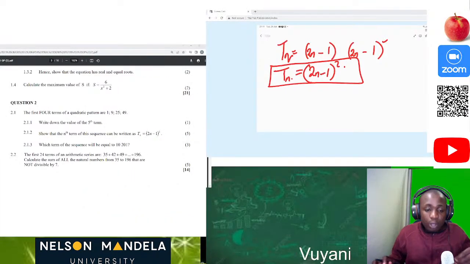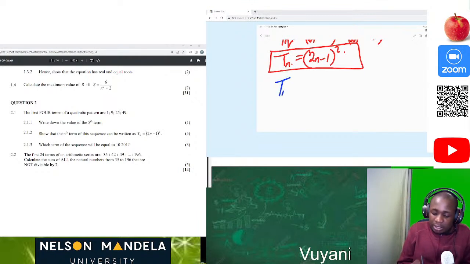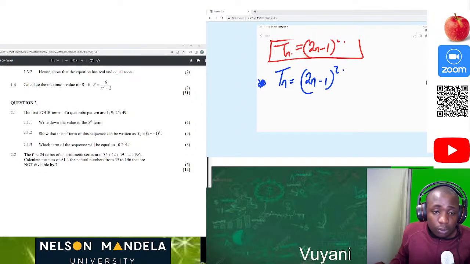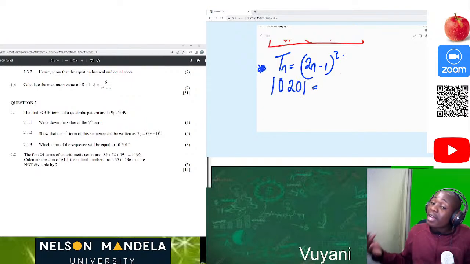Write which term of the sequence will be equal to 10,201. That one is already easy, because we have already calculated the Tn. So our Tn is equal to (2n minus 1) all squared. They said that we must find which term of the sequence will be equal to 10,201, so definitely they've given us Tn to be 10,201. Now we just have to calculate the value of n.